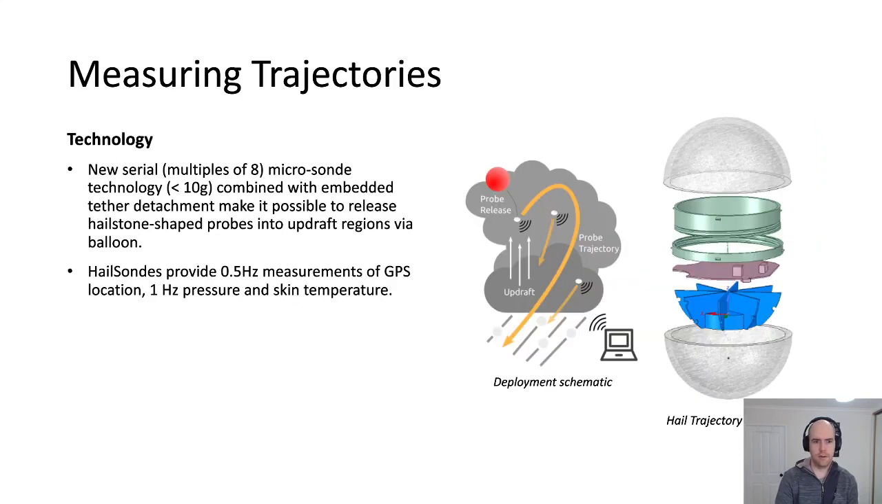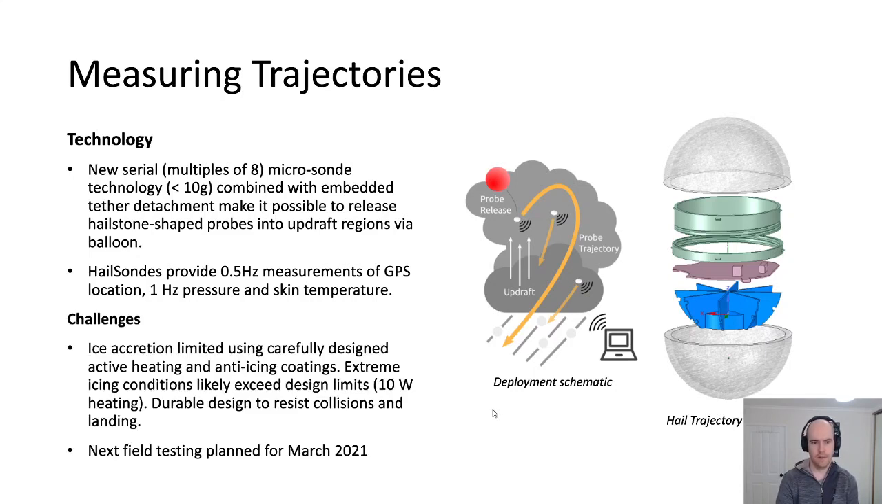A novel approach which we're exploring to improve the direct measurement of trajectories is adapting serial microsonde technology, which includes an embedded tether released attachment into hailstone-shaped probes, and these probes are released into updraft regions via a balloon. Primarily these probes measure GPS and also measure pressure and skin temperature of the probe.